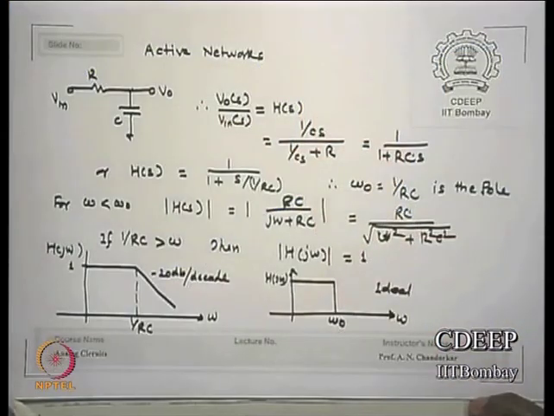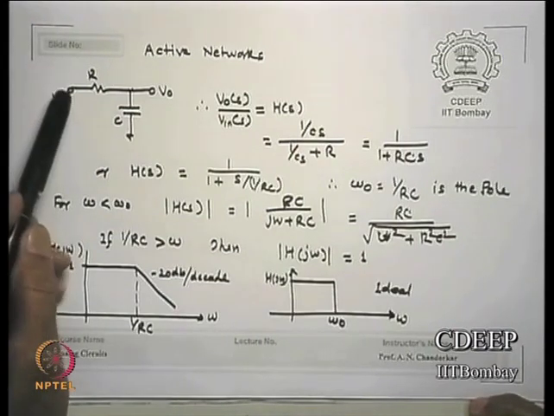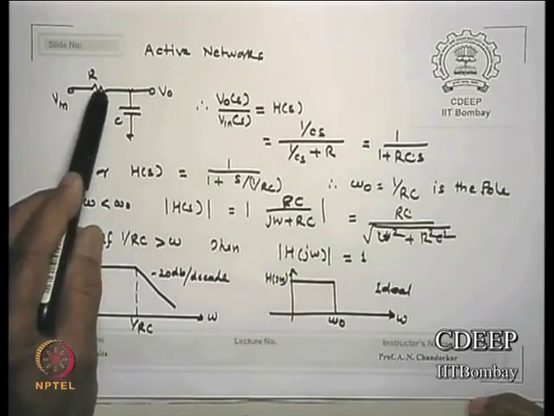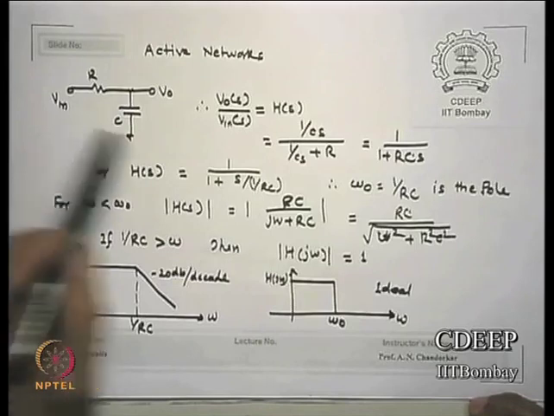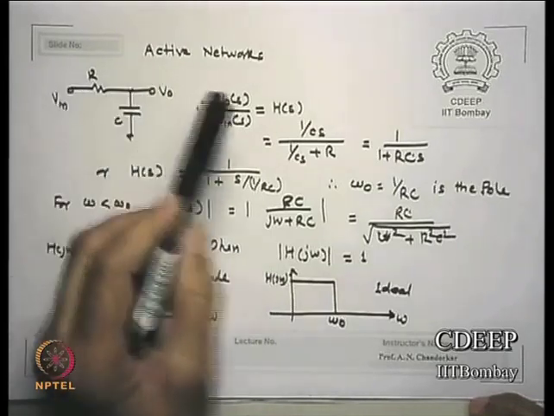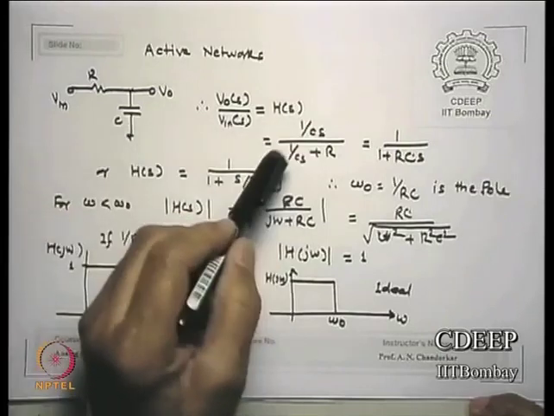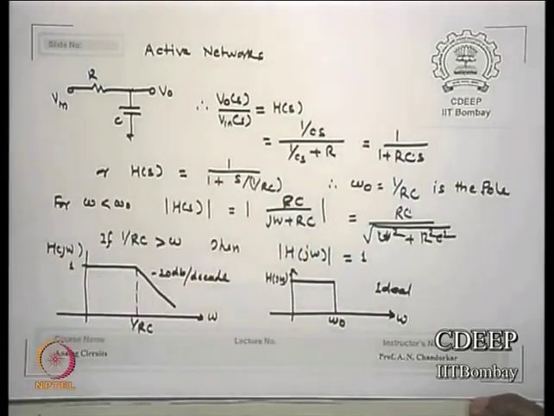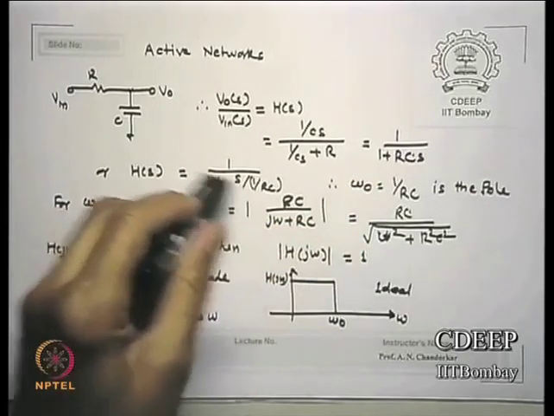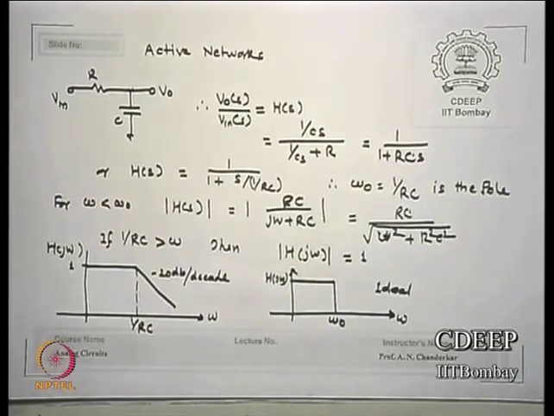But before we go to active networks, I just want to see a network itself, okay, normal network itself. We have done this earlier as well. If you have a RC network, okay, one R and one C. If I take a transfer function of this, V0 by Vin(s), which is 1 upon Cs upon 1 upon Cs plus R, which is 1 plus RCs, or it can be written as 1 upon 1 by RC. If I define a cutoff frequency as 1 upon RC, this is nothing but 1 upon s by omega 0.